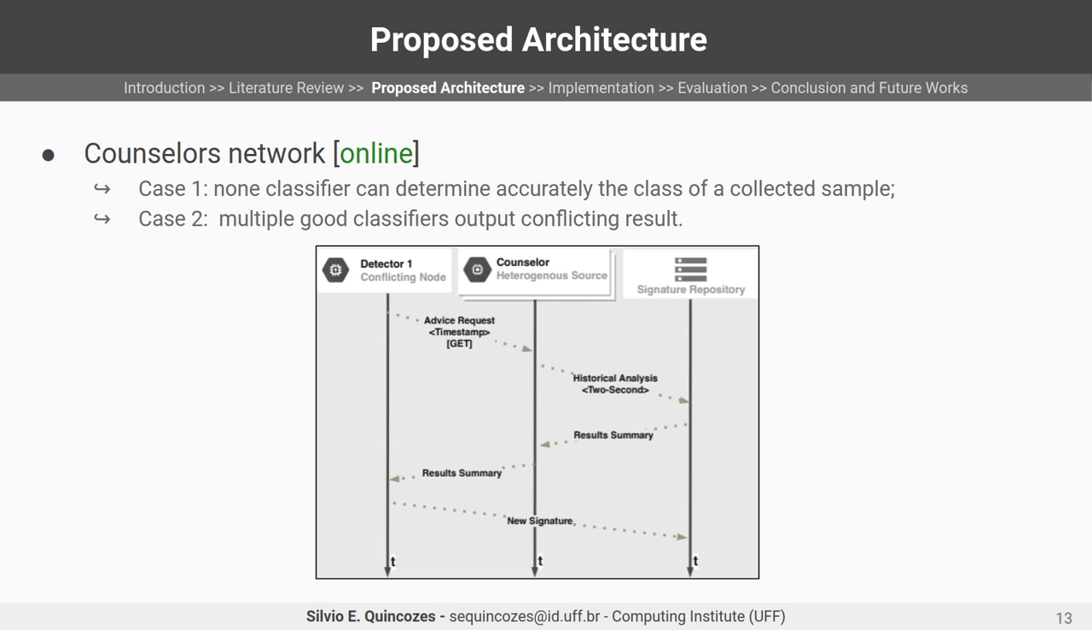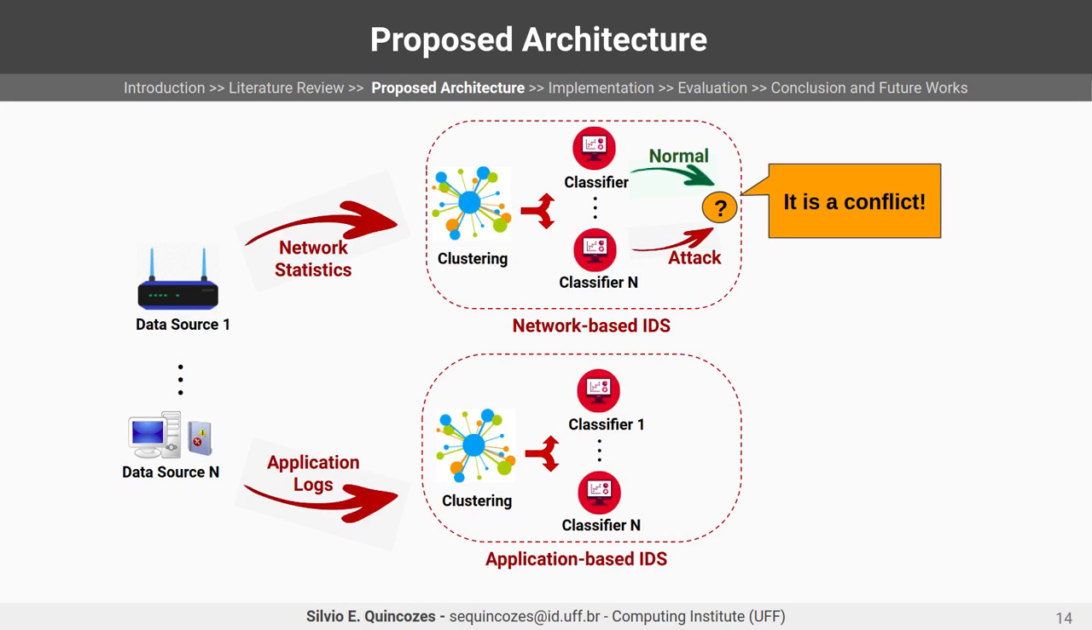And finally, detector 1 can update its model by storing this advice as a new signature for training, retraining, and rebuilding the model of each classifier inside detector number 1. That is the conflicting node.